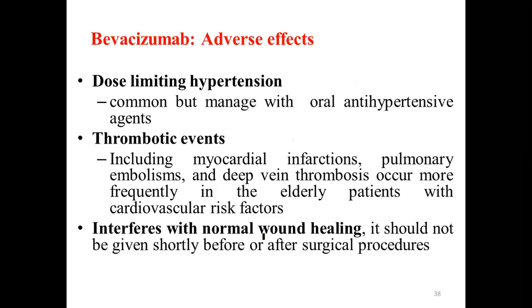Okay, so what are the dose-limiting toxicities? Do you remember, by the way, we have mentioned hypertension, we have mentioned thromboembolism as a result of bevacizumab, and we have also said interference with normal wound healing is very common, and even some kind of renal injury can happen. So if there is hypertension, we normally give oral antihypertensive agents to limit the hypertension as a result of bevacizumab. So as we have mentioned, how does bevacizumab cause hypertension?